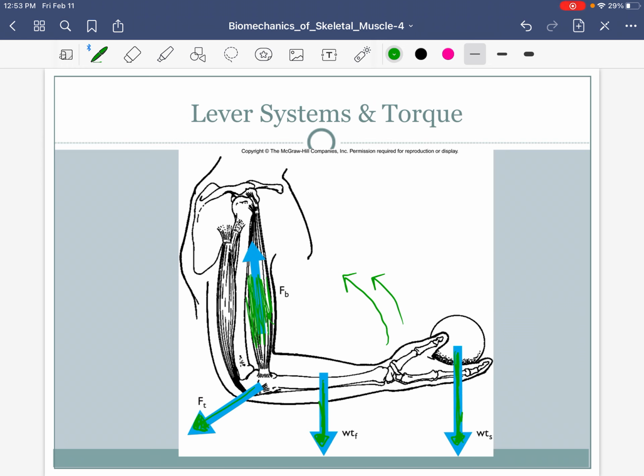There's a lot of forces that are actually pulling down. There's a weight of this object. There's the weight of the forearm. There's a torque, rotary force around the elbow.